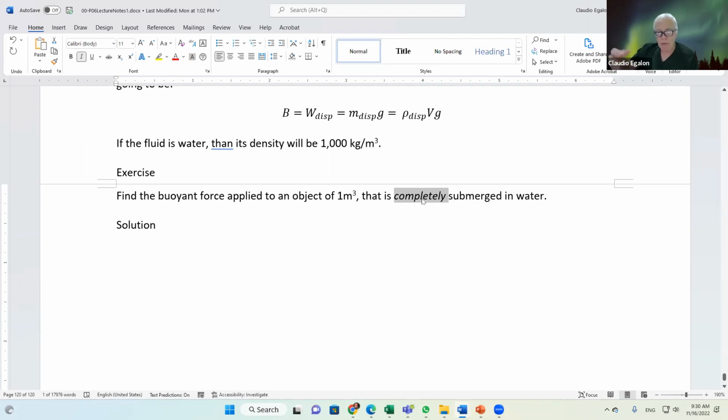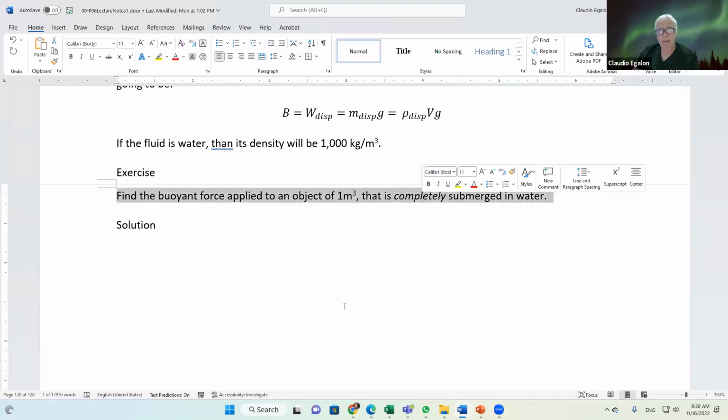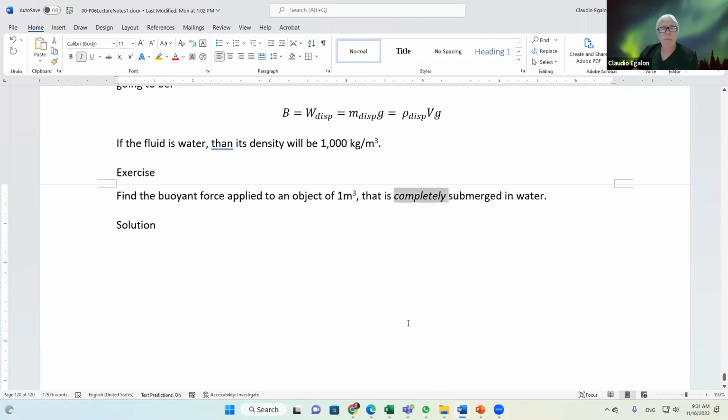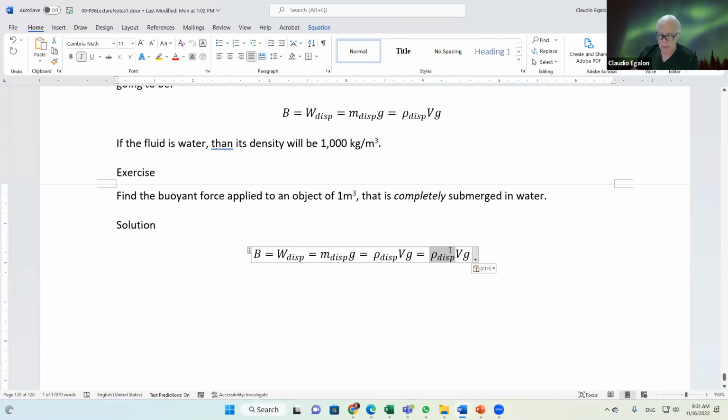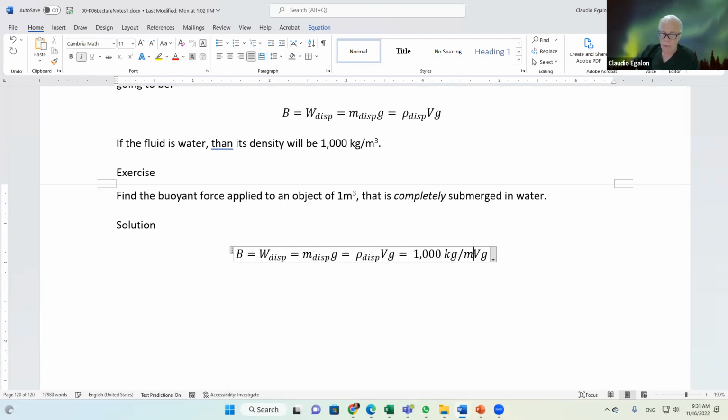The object can also be partially submerged, right? If the object is partially submerged, you have to find out the volume of that submerged part to find the buoyant force, but that's not the case. This is a completely submerged object. All you have to do here is use the formula of the buoyant force. Mass of the displaced fluid is going to be the density times the volume of displaced fluid, which, by the way, is equal to the volume of the object, because the object is completely submerged. Here we're going to have 1,000 kilograms per cubic meter.